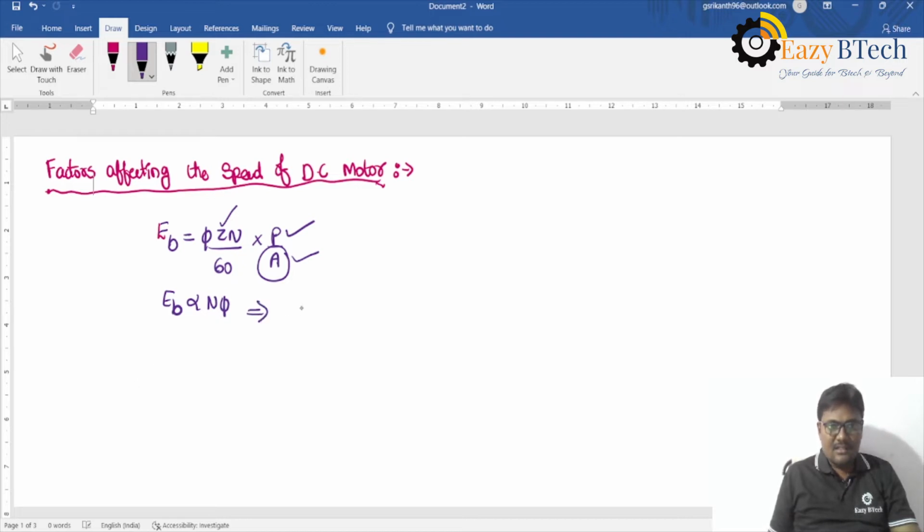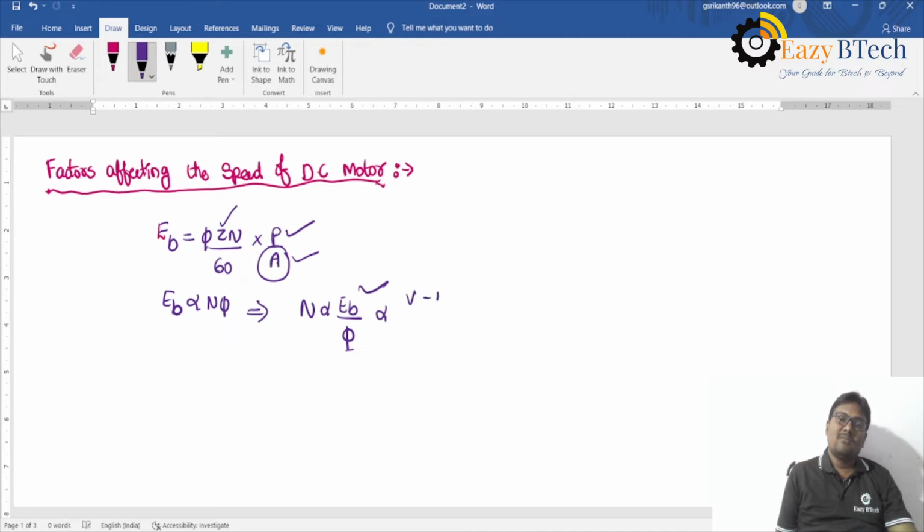From this equation, Eb is directly proportional to Nφ, and N is directly proportional to Eb divided by φ. The speed of the motor depends upon back EMF and flux. Eb can be written as V minus Ia(Ra + Rsc), divided by φ. If you go for the shunt motor, the Rsc value is 0. If you go for the DC series motor, Ra and Rsc are both present.